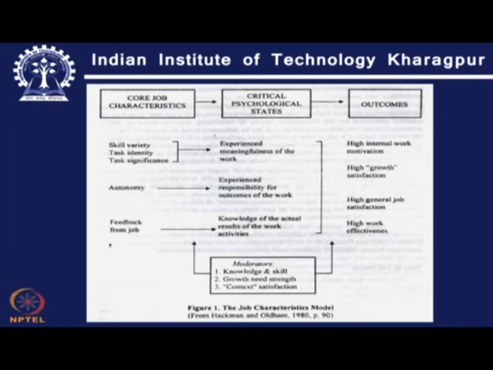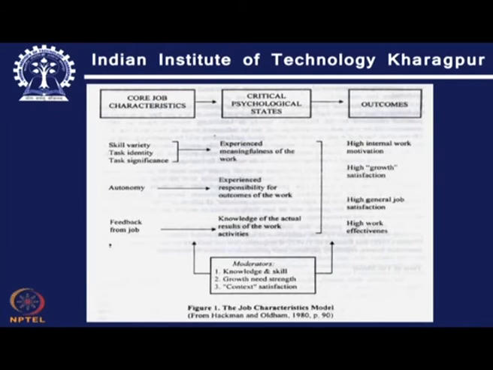What you find here, if you see this picture, is that the core job characteristics are skill variety, task identity and task significance. They lead to the psychological state of experienced meaningfulness of the work. Autonomy leads to a sense of responsibility for the work outcomes, and feedback from the job gives knowledge of the actual results of the work activities. The outcomes will be high internal work motivation, growth satisfaction, general job satisfaction and high work effectiveness.